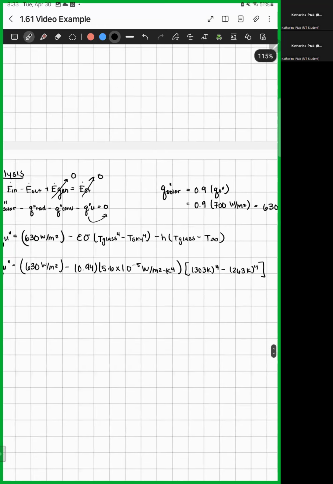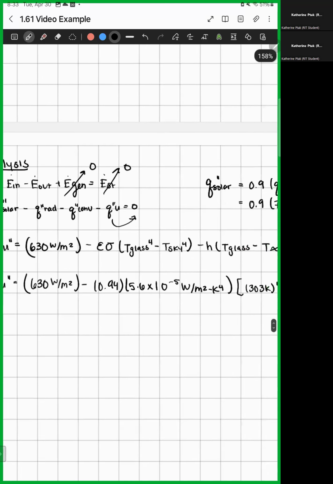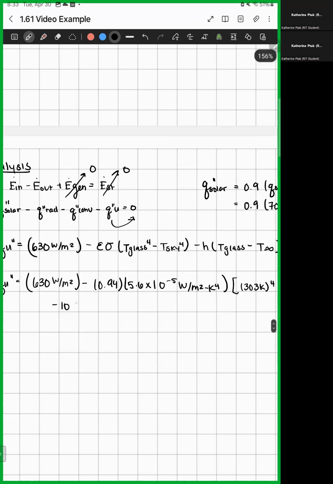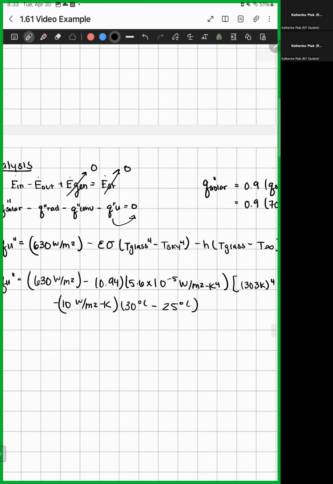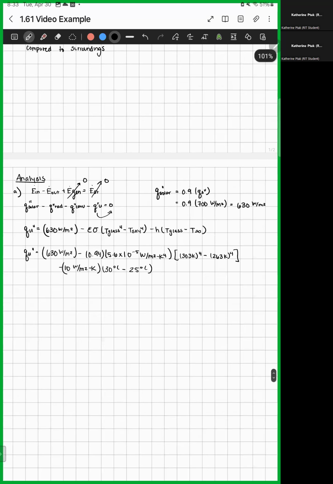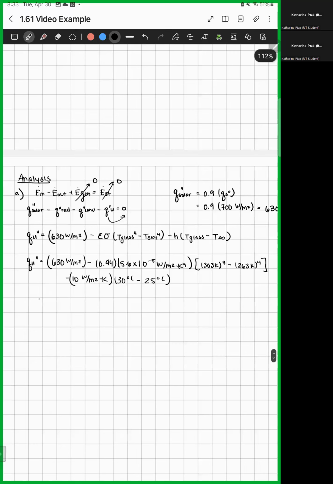Just going to continue on to the next line. Minus 10 watts per meter squared Kelvin times 30 degrees Celsius minus 25 degrees Celsius. So that is the full equation right there. And then when you plug it into a calculator, you get 386 watts per meter squared.